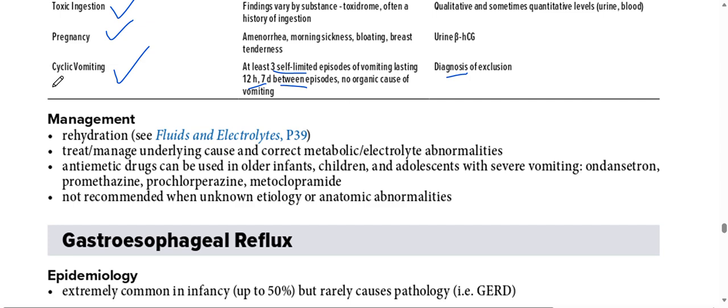The management of vomiting is of course rehydration. We have to maintain fluid and electrolytes, manage the underlying cause, and correct metabolic electrolyte abnormalities. Antiemetic drugs can be used in older infants, children, and adolescents with severe vomiting. The antiemetics we should remember: number 1 ondansetron, number 2 promethazine, then prochlorperazine, and number 4 metoclopramide. They are not recommended when the etiology is unknown.